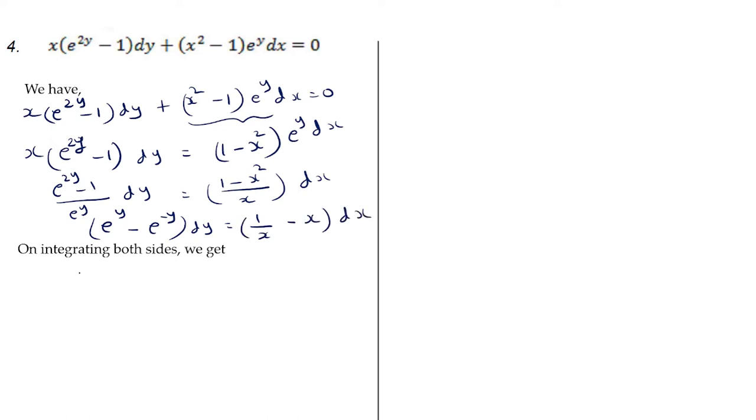Now let us integrate both sides. On integrating both sides, we get integral e raised to y minus e raised to minus y dy equal to integral 1 by x minus x dx.